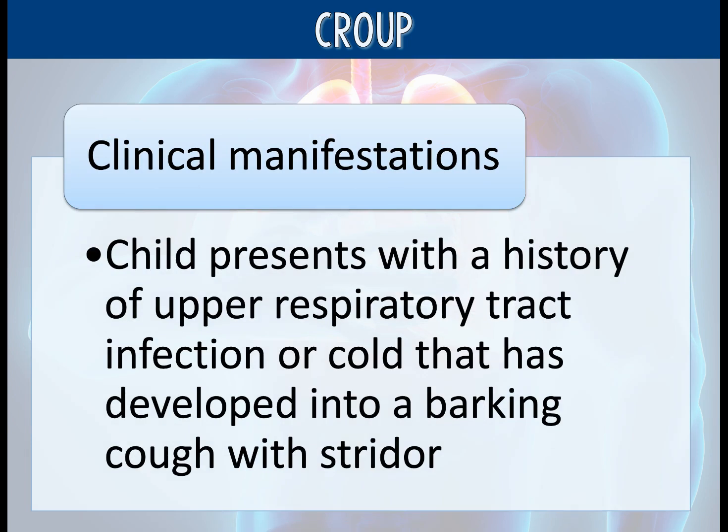So again, the patient will usually have some kind of URI or cold, and one of the things that's asked a lot in tests when it comes to croup is that barking cough with stridor. And they're probably going to get a fever, but it's low grade. They may not even have a fever. But in severe cases, the child will have stridor, they'll have retractions, and then they're blue, which is never a good thing when somebody's blue. All right.